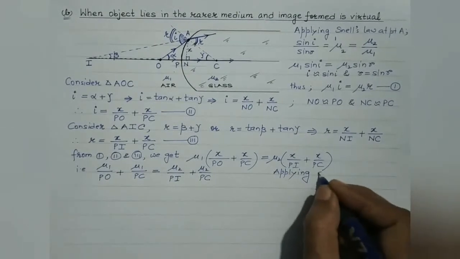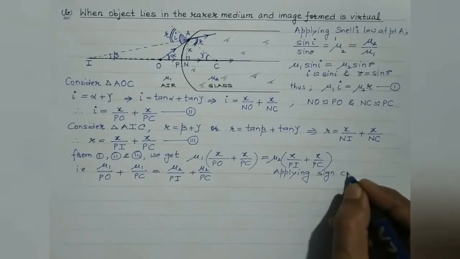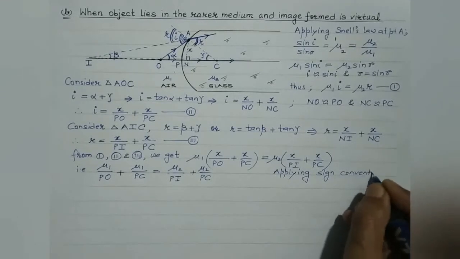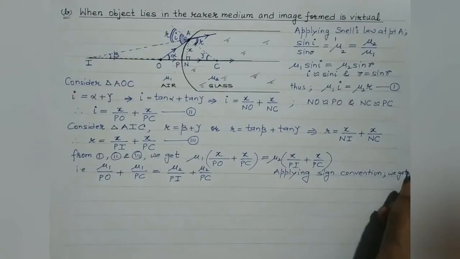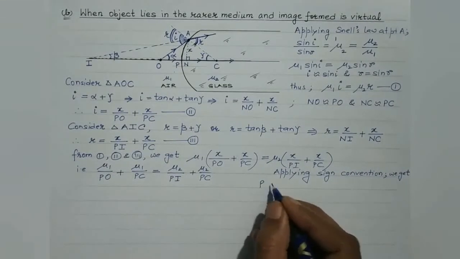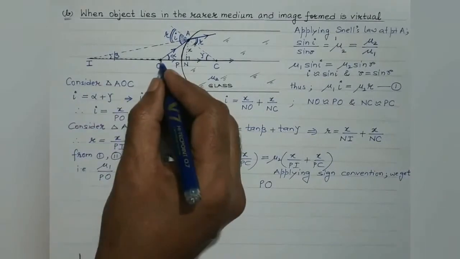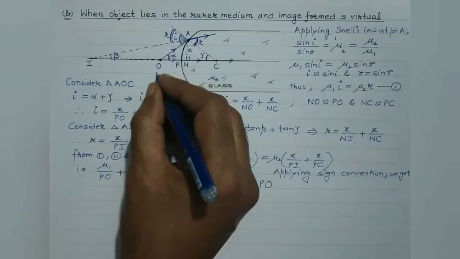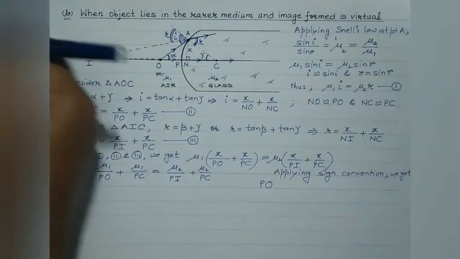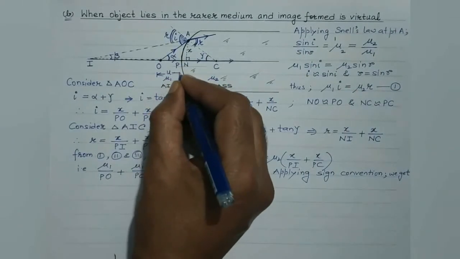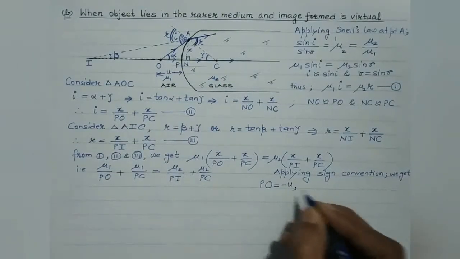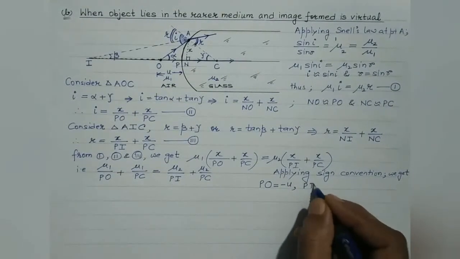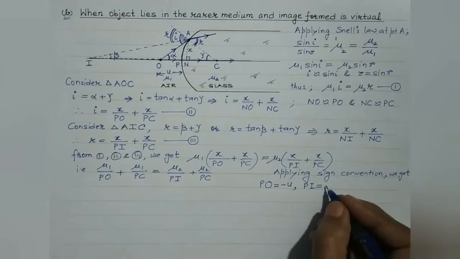Now let's apply sign convention. So applying sign convention, we get, students, PO. Now this is PO. Incident ray is from left to right. PO is measured from right to left, that is in a direction opposite to that of the incident ray. So it has to be taken as negative. PI, virtual, so it will be negative.